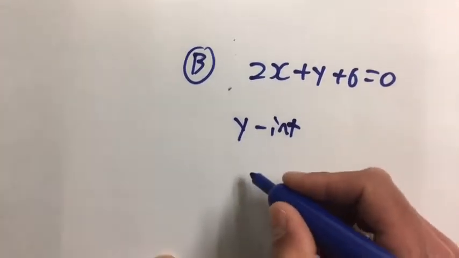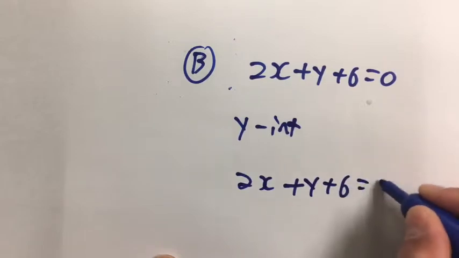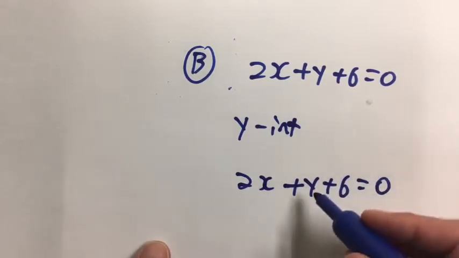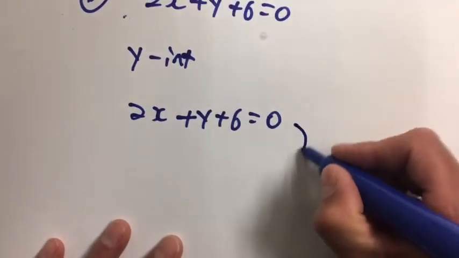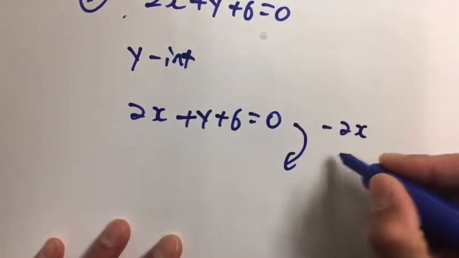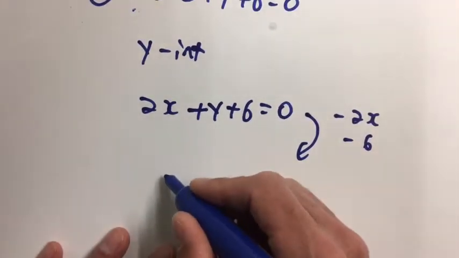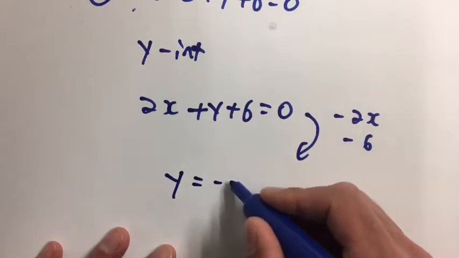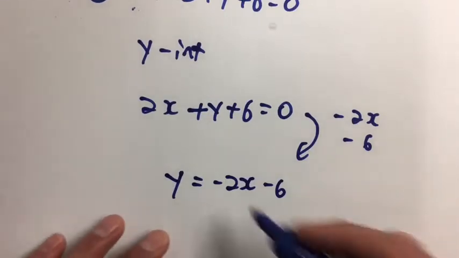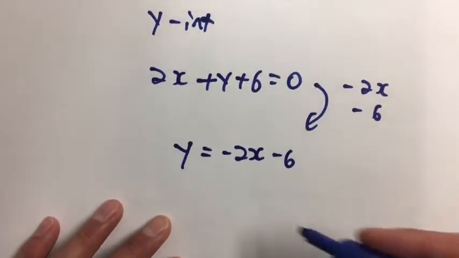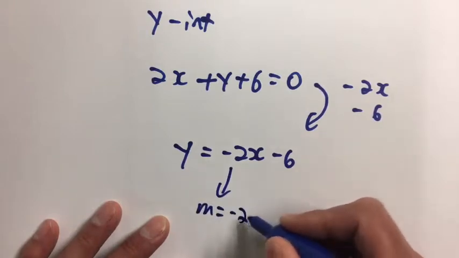All right, well, if I take this equation, 2x plus y plus 6, and I manipulate it to get y by itself. Now, how am I going to get y by itself? I'm going to subtract 2x from both sides, and I'm going to subtract 6 from both sides. So I'm going to end up with a y on the left and a minus 2x and a minus 6 on the right. Now that it's in this form, I can read the information off. This line has a slope of -2.